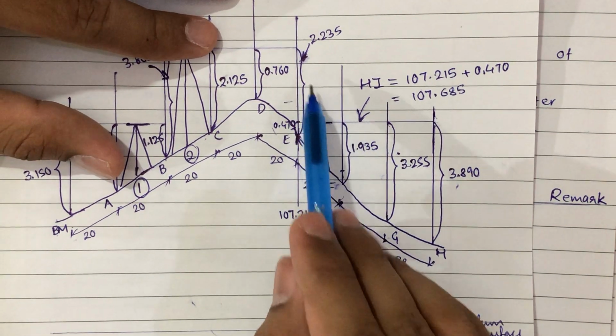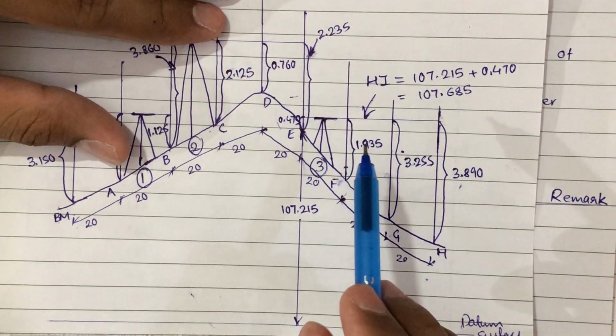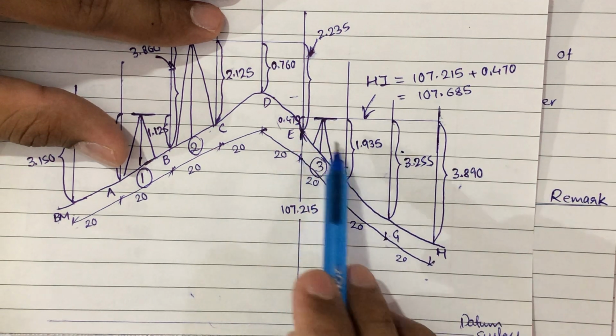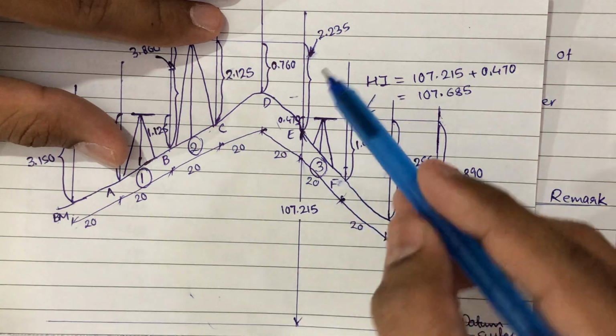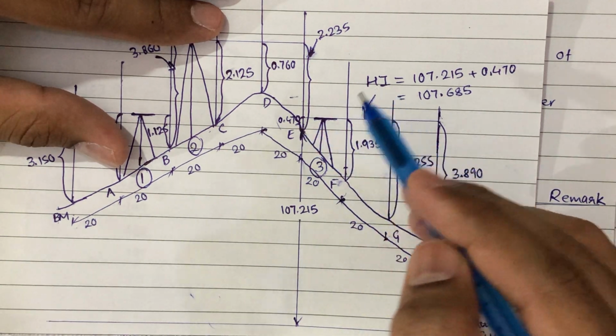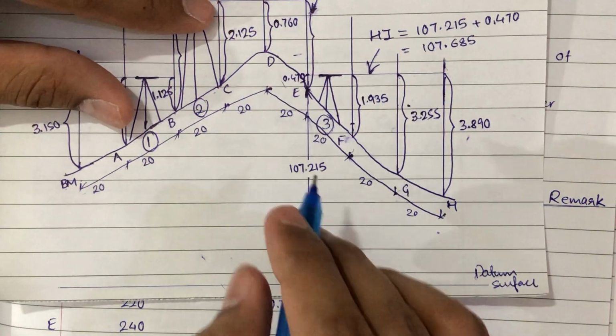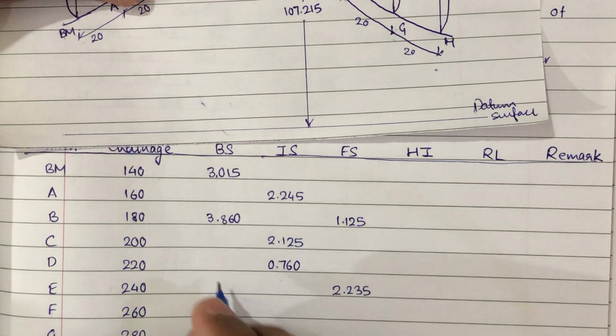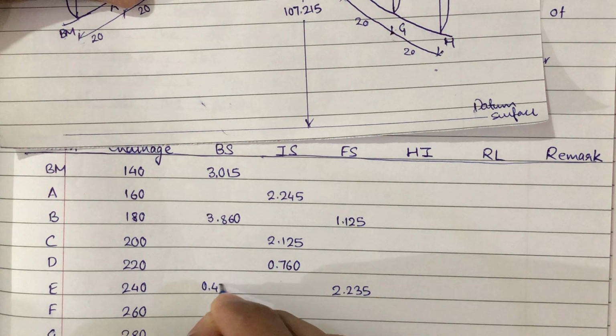Then this is the change point 2. This is the reading at the new setup, setup 3. So this reading is 0.470 and this will come under the backsight, and it will coincide with this point E.